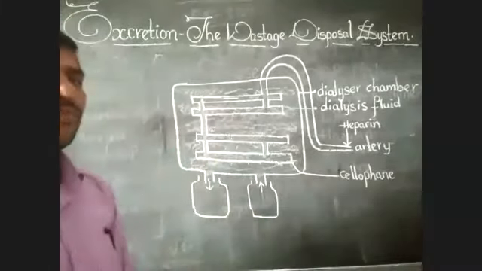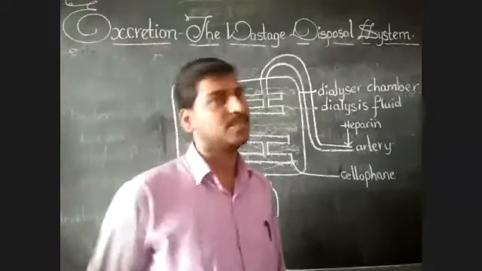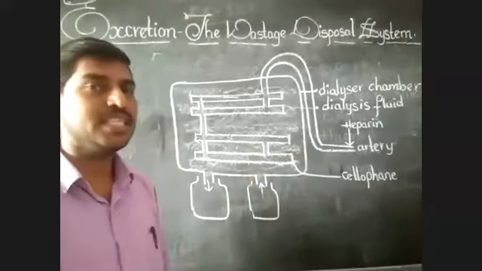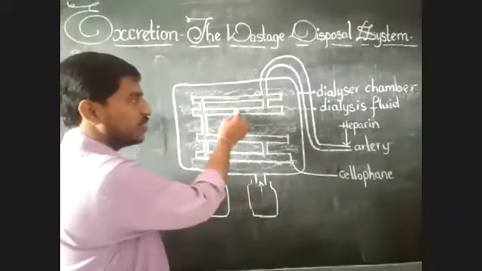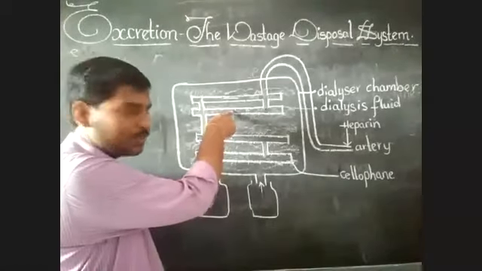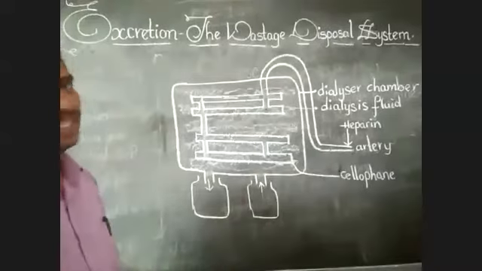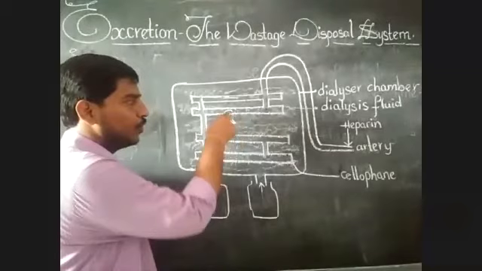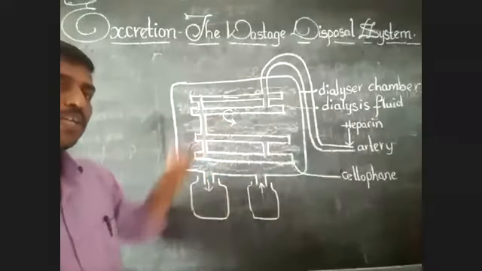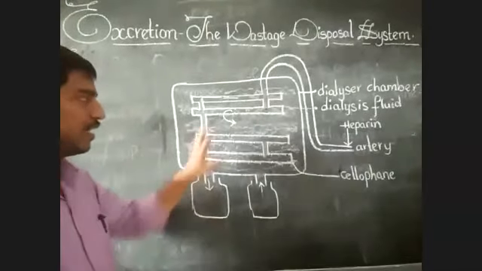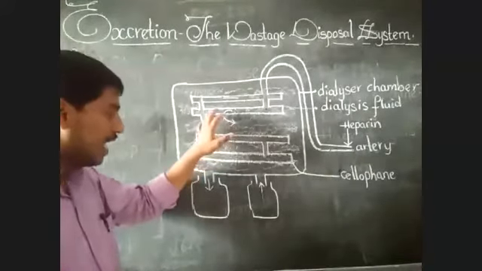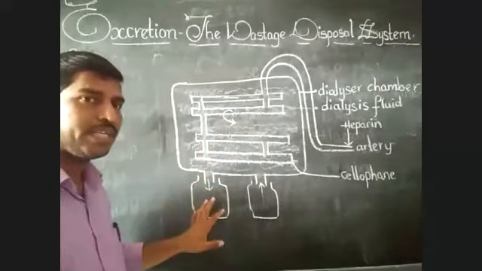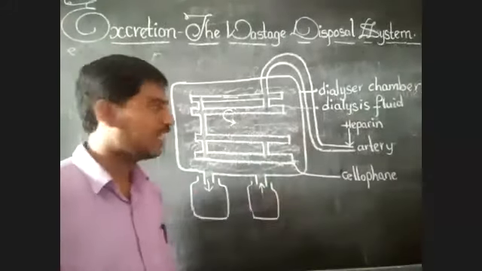Now, the dialyzer fluid composition is the same as our plasma, but it is devoid of nitrogenous waste material. So nitrogenous waste material is highly concentrated in the tubes and lower in the surrounding medium. Therefore, it diffuses from the tubes into the dialyzer fluid. Due to the accumulation of nitrogenous waste in the dialyzer fluid, this fluid is collected periodically and passed out of the dialyzer chamber.